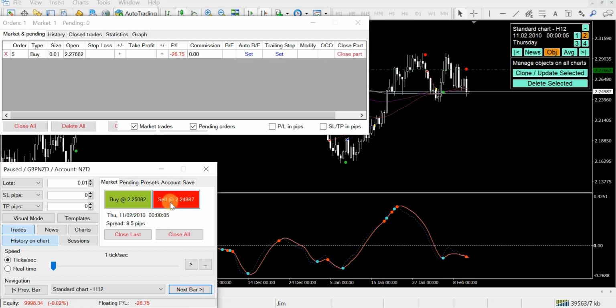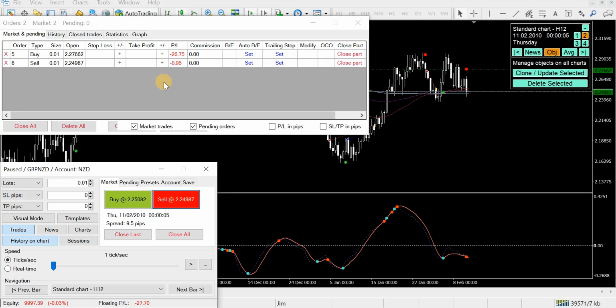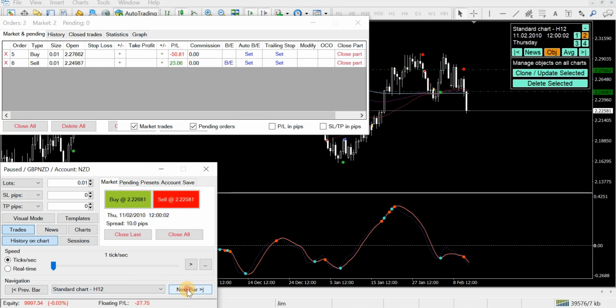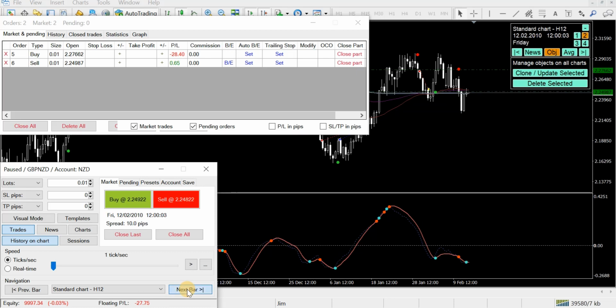All right, here we go. We've got a sell signal. MACD still below the 0 level. Take the sell. We've got 2 trades open. We're locking in a loss. Doesn't matter where it goes now.